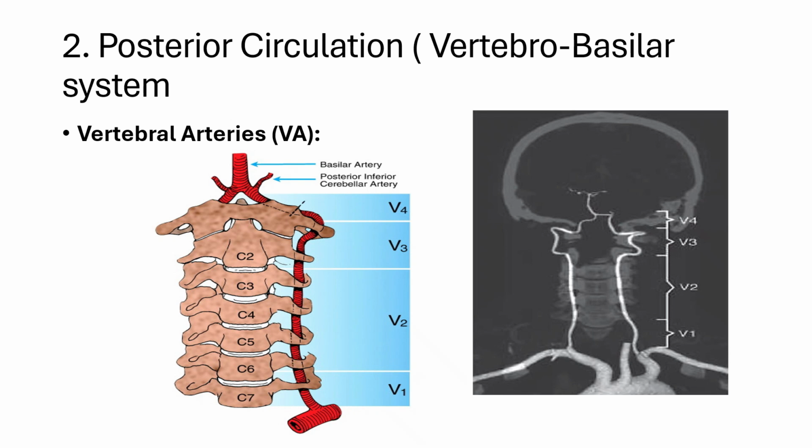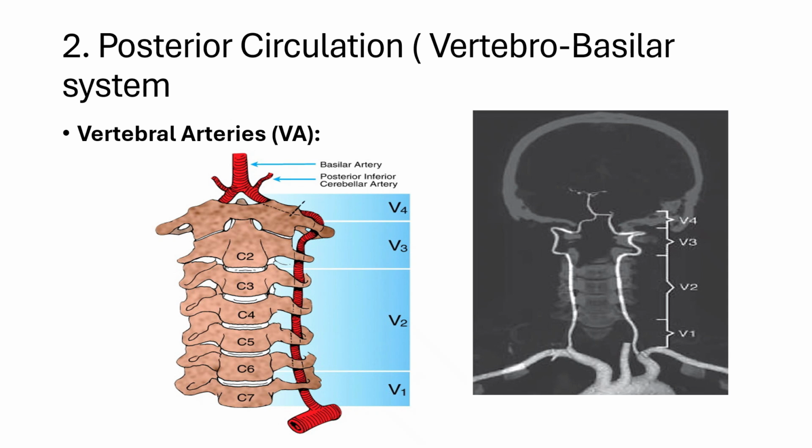They have four segments: V1, that is the preforaminal; V2, foraminal within the transverse processes of the cervical vertebrae; V3 is the atlantic segment around C1; and V4 is the intracranial segment before joining the basilar artery. A crucial branch is the posterior inferior cerebellar artery or PICA, which supplies the cerebellum and brainstem.